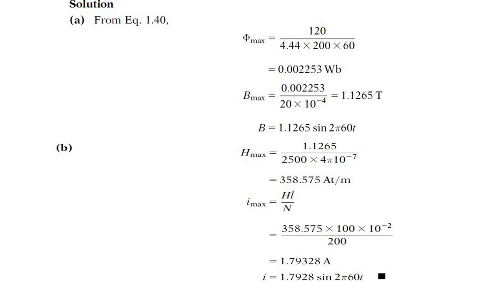Then H max is equal to 1.1265 divided by 2500 into 4 pi into 10 to the power minus 7. That is equal to the magnetic field intensity of 358.575 ampere turns per meter. Then I max is equal to H into L divided by N, that is equal to 358.57 into 100 into 10 to the power minus 2 divided by 200. That is, I is equal to 1.7928 sin 2 pi 60 t.